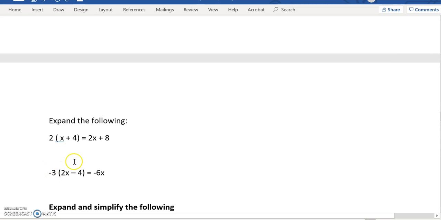Now then we've got minus 3 times minus 4. Well, in terms of the number, 3 4s are 12, but because we've got a negative multiplied by a negative, that gives us a positive. So it's going to be minus 6x plus 12.